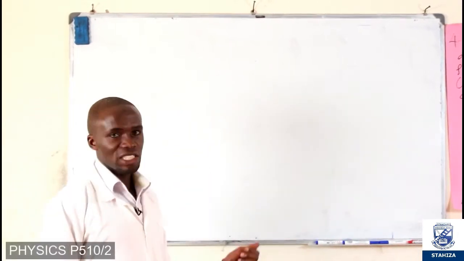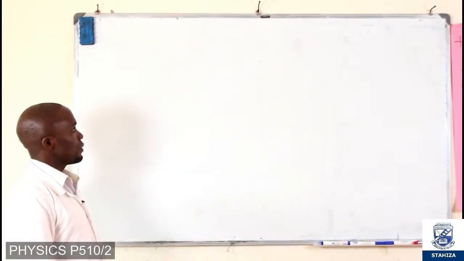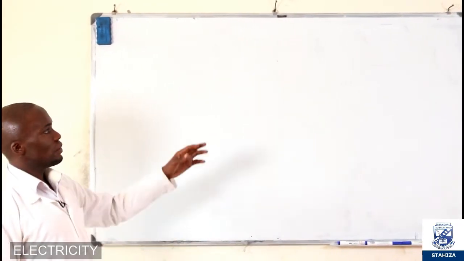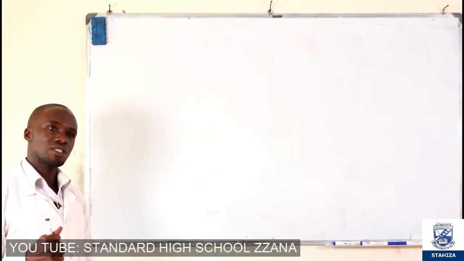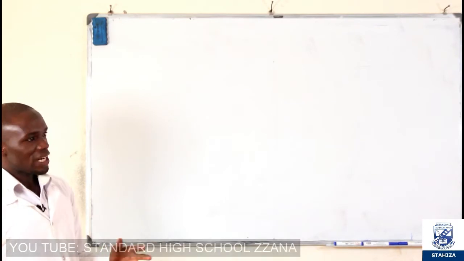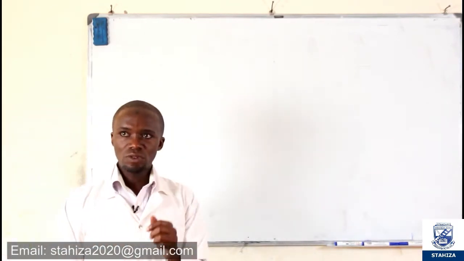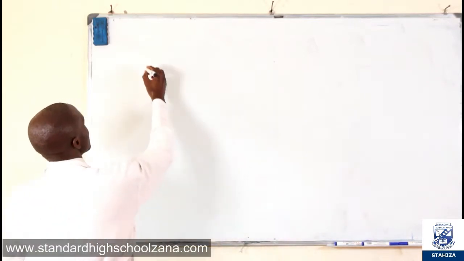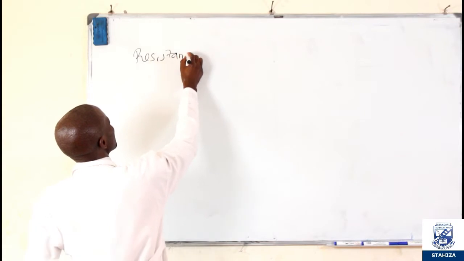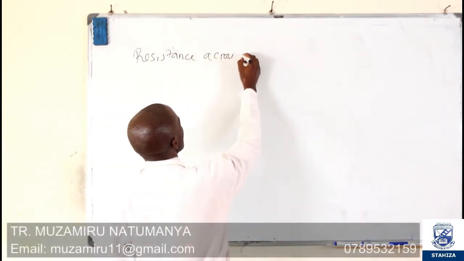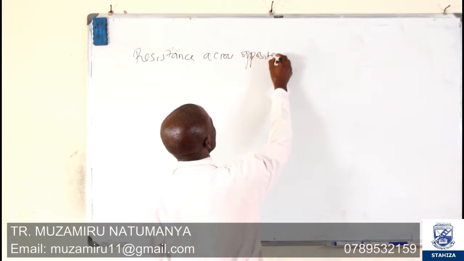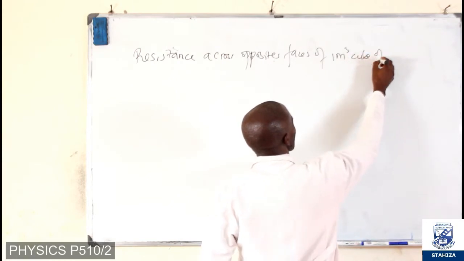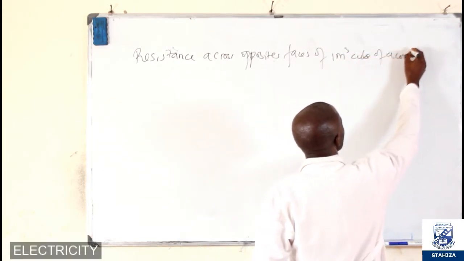I welcome you to physics class A level, and you are looking at physics paper 2, strictly section D. In the last episodes, you had gone up to electricity, and we had stopped at electrical resistivity. We had seen that resistivity is defined as the resistance across opposite faces of a 1 meter cube of a conductor.